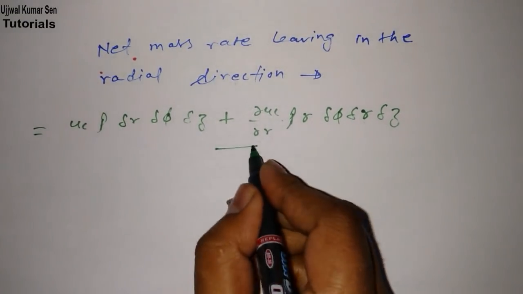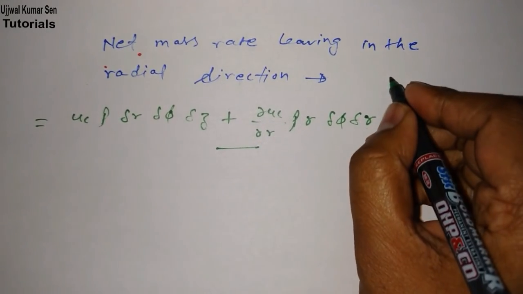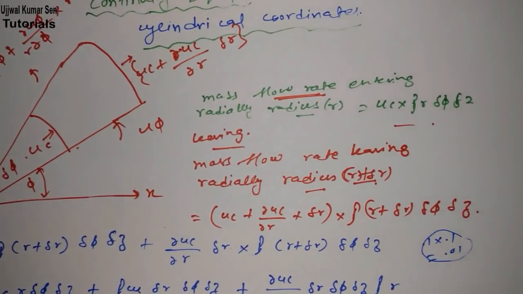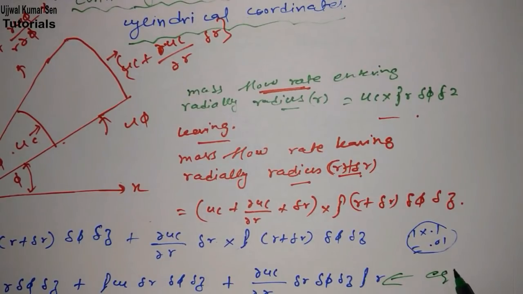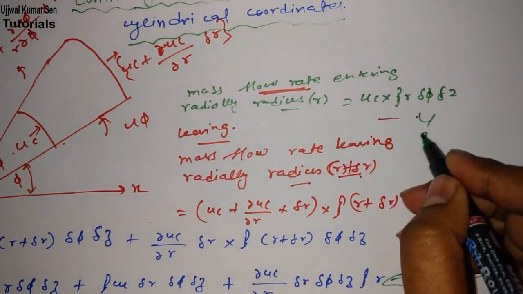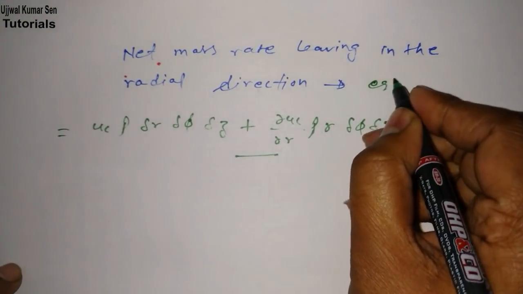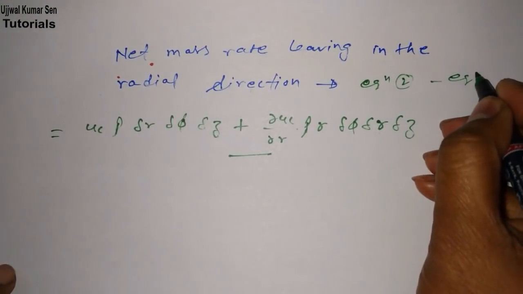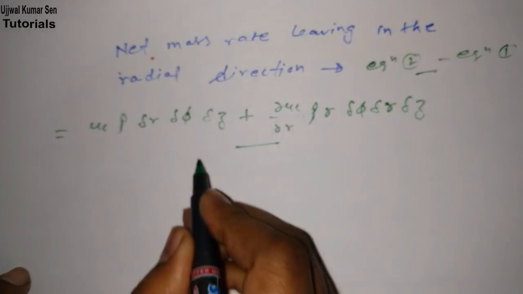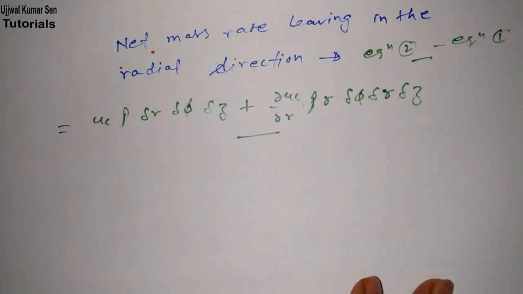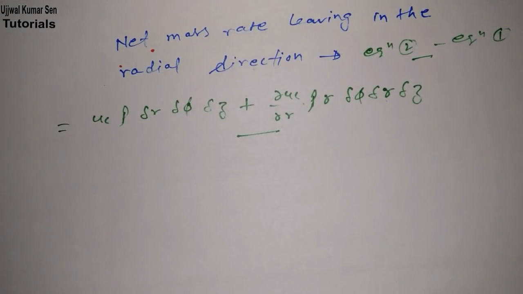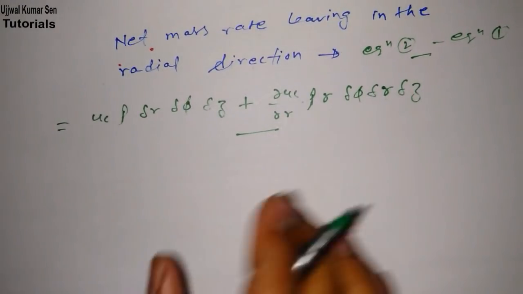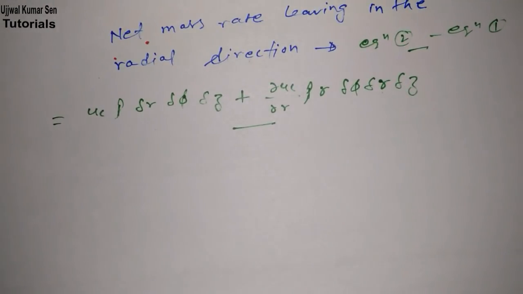Now how I am getting these things, that is what exactly I am doing. Let's say this equation is equation 2 and this is equation 1. So exactly what I'm doing is equation 2 minus equation 1. After doing this, I'm getting this thing. Are you getting my point? Now this is really important. You don't need anything else, you just need to subtract.